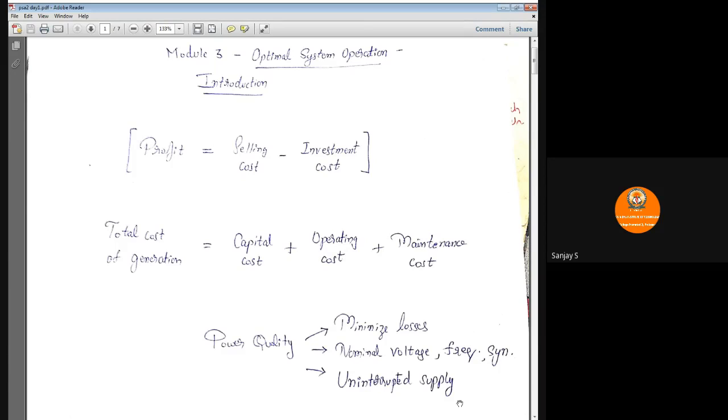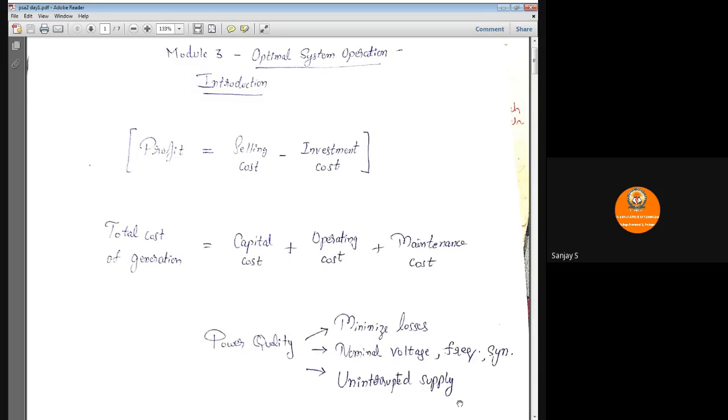So in the last class, we started with module 3, optimal system operation. I hope you understood what is the main aim of optimal operation. Basically, it is to reduce the generation cost. If it is generation cost, we already talked about the total cost. It was nothing but a summation of capital cost, operating cost, and maintenance cost. Capital cost was a one-time investment, so need not be worried about. Then we had maintenance cost, which is a day-to-day routine, and it is negligible compared to capital cost.